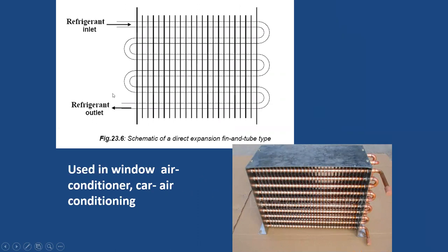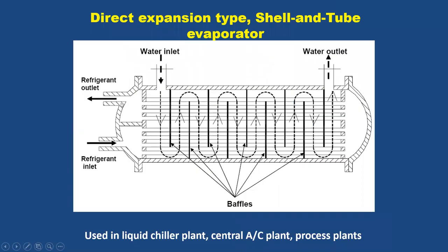So it's self-explanatory. You already learned this. At the inlet it is wet refrigerant, at the outlet it is essentially a superheated refrigerant. So that is a condition required here. No wet refrigerant, because these are generally connected to expansion valves like thermostatic or capillary. So no liquid is permitted at the outlet of the evaporator. This is a shell and tube evaporator, but it is DX type shell and tube. So the only change is that.